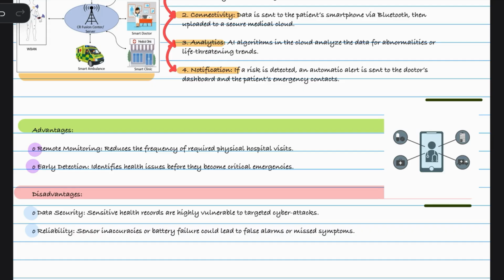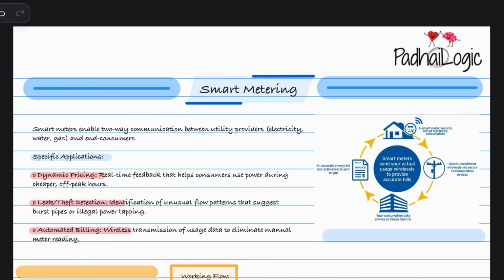So you cannot say something about how reliable that can be. All right. And then we'll talk about smart metering. Finally, let's look at what smart metering is.